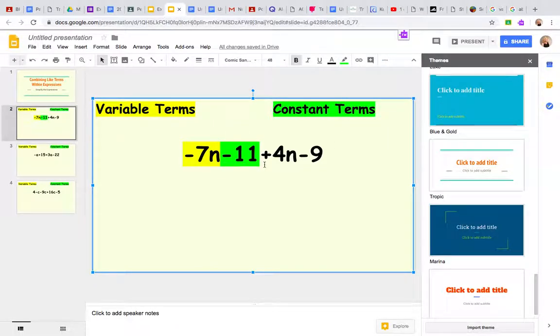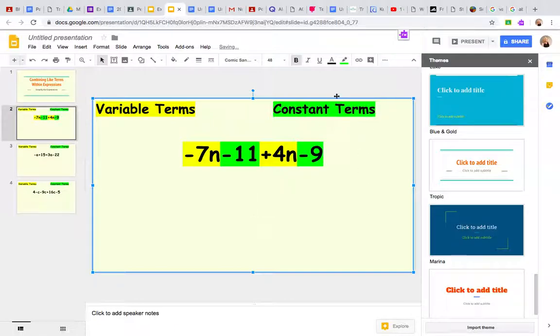Okay, moving on, I've got a plus 4n. I know that that is another term because we have a plus sign here and a minus sign here. I also can see that it has a variable, which tells me that it is a variable term. So I'm going to highlight that yellow. Now I've got minus 9. This one does not have a variable with it, so I know that it is a constant term. I'm going to highlight that green.